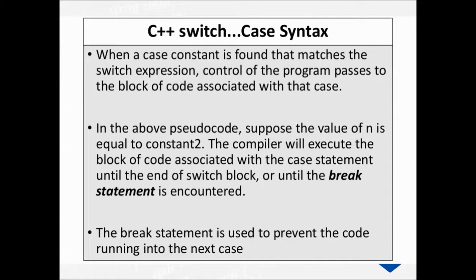When a case constant is found that matches the switch expression, control of the program passes to the block of code associated with that case. In the above pseudocode, suppose the value of n is equal to constant 2. The compiler will execute the block of code associated with the case statement until the end of the switch block or until the break statement is encountered. The break statement is used to prevent the code from running into the next case.